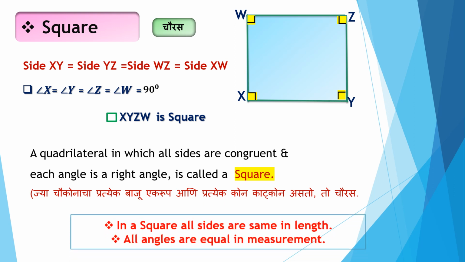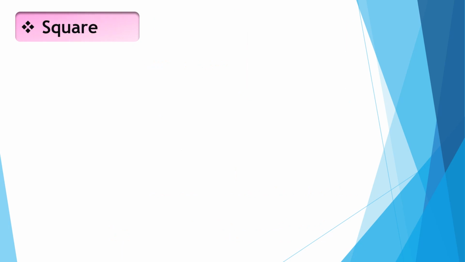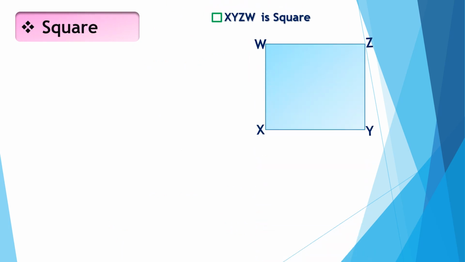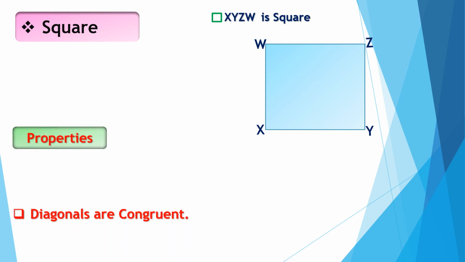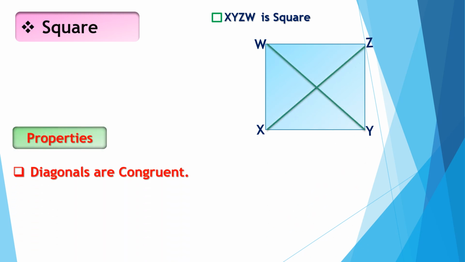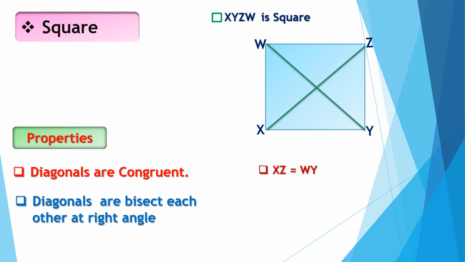In a square, all sides are the same in length and all angles are equal in measurement. Square properties. Quadrilateral XYZW is a square. First property, diagonals are congruent to each other. Diagonal XZ is equal to diagonal WY. Diagonals bisect each other at right angles.